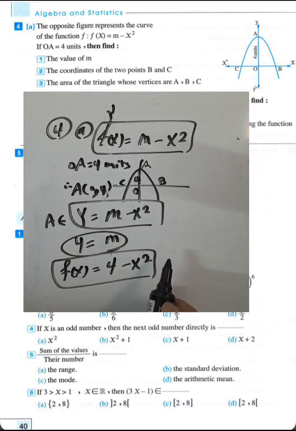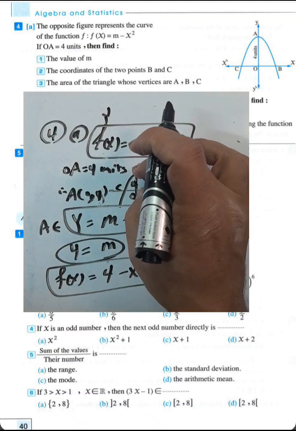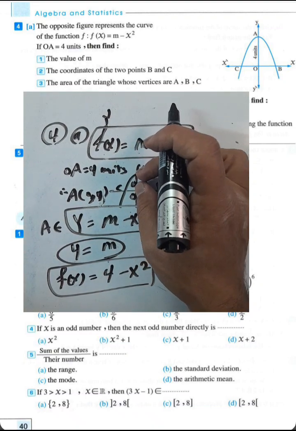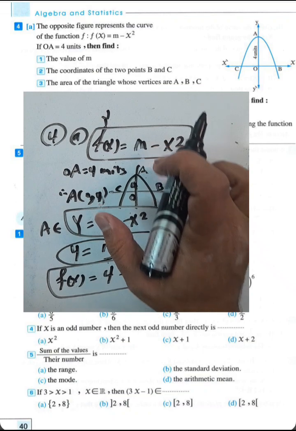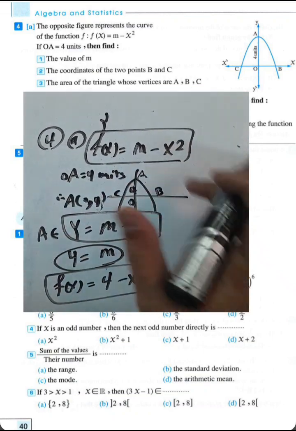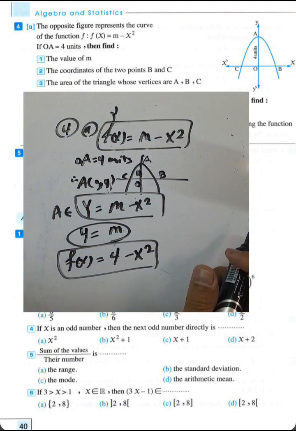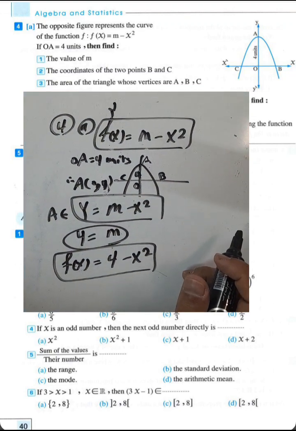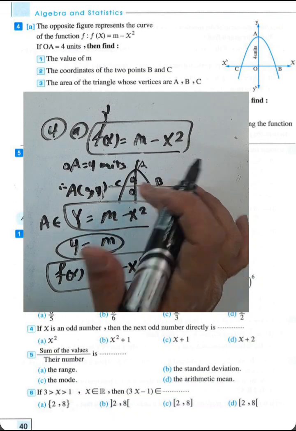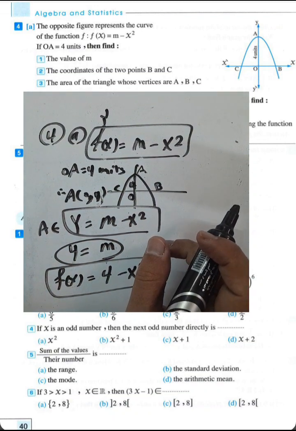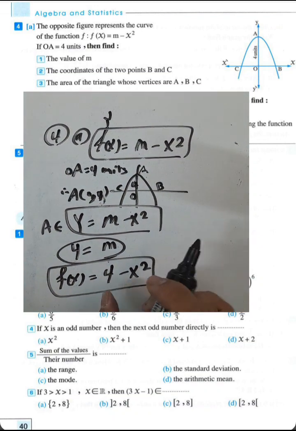Or, looking at this curve, it cuts the y-axis at 4, so the constant here will be 4, and the negative sign means the curve opens down. Then you want to find the coordinates of B and C. We can find the coordinates of B and C by putting the point in this equation, 4 subtract x power 2.